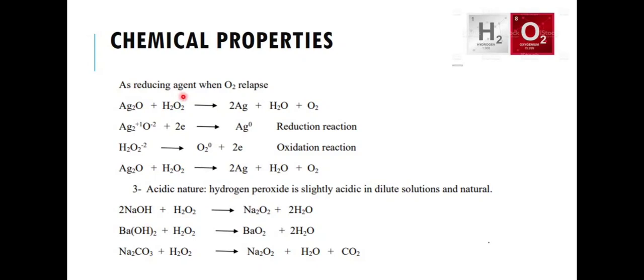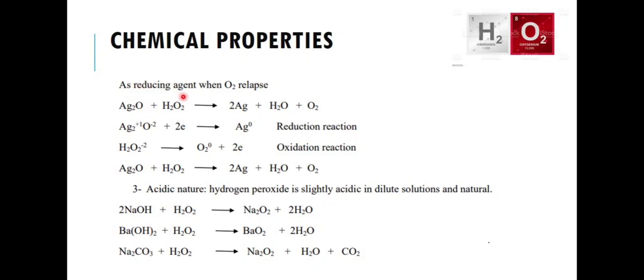So these are examples of chemical properties of hydrogen peroxide. It acts as an oxidizing agent, it acts as a reducing agent, and it has weak acidic properties. So next is the test for identification of hydrogen peroxide.